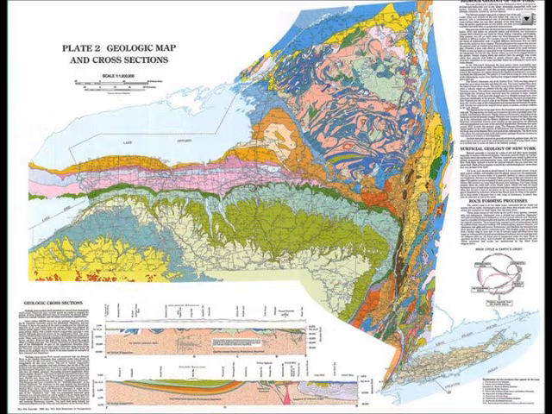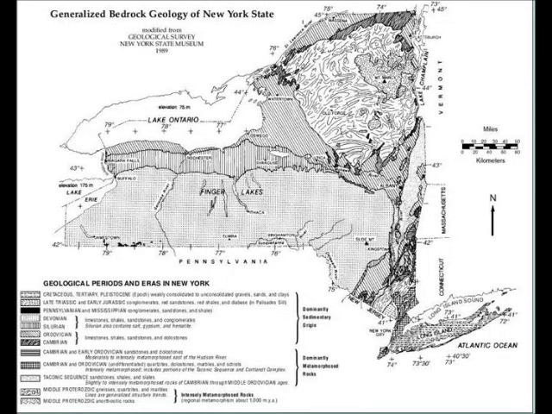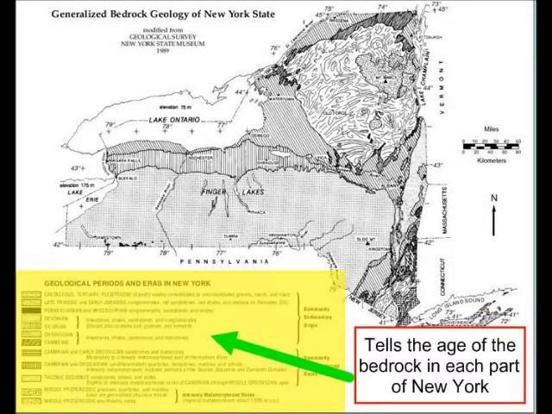Here we have another map of New York State, and you can see that there are these layers of bedrock that go from east to west, and the reason that they change is because of the same thing we were just looking at. Different types of sediments and rock formations were laid down and eroded, and so the ages of these rocks change as you go throughout the state. And here's how it looks in your reference table. Notice down here in the lower left, the type of symbol tells the age of the bedrock in each part of New York State.